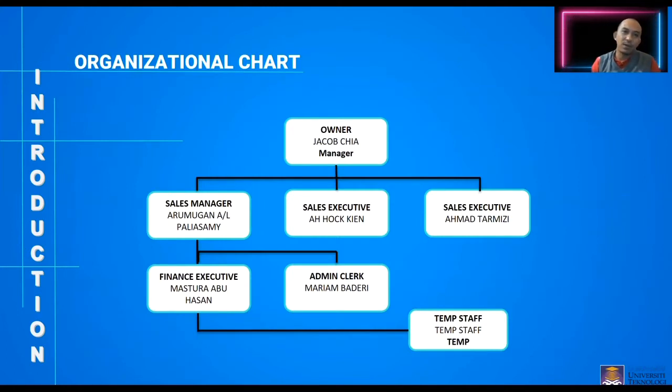Next, we go to the organizational chart of the company. The owner of the company is Mr. Jacob Chia. Next is Mr. Arumugan Paliasami as a sales manager. Mr. Ahok Kian and Mr. Ahmad Tamizi are sales executives. Ms. Mastura Abu Hassan is a finance executive, and Ms. Mariam Badri is an admin clerk. The company also has temporary staff.